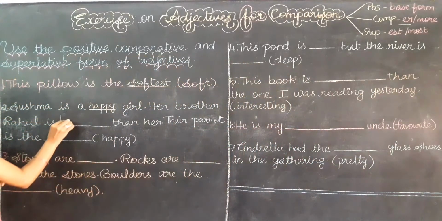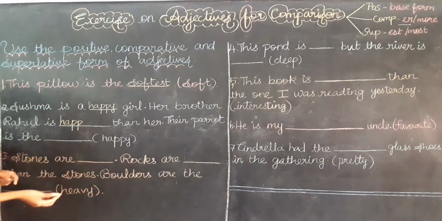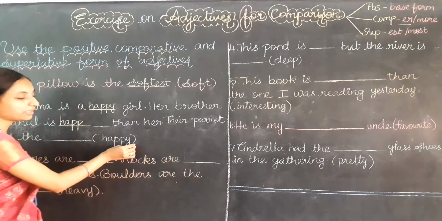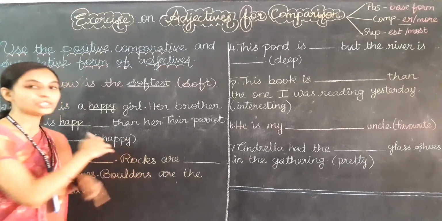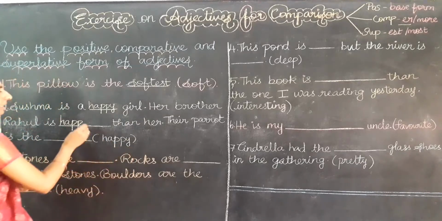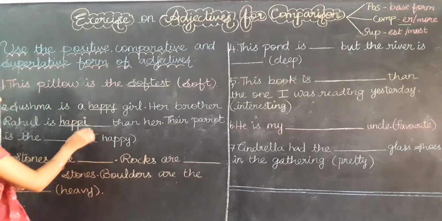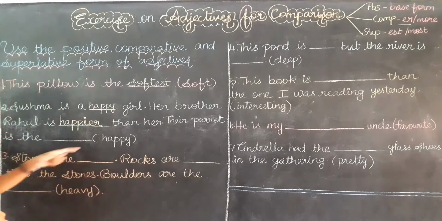So here happy will come, but here the word ends with Y. So when a word ends with Y, we need to remove this Y from the word, and instead of Y we need to add I, then ER. That is happier than her.